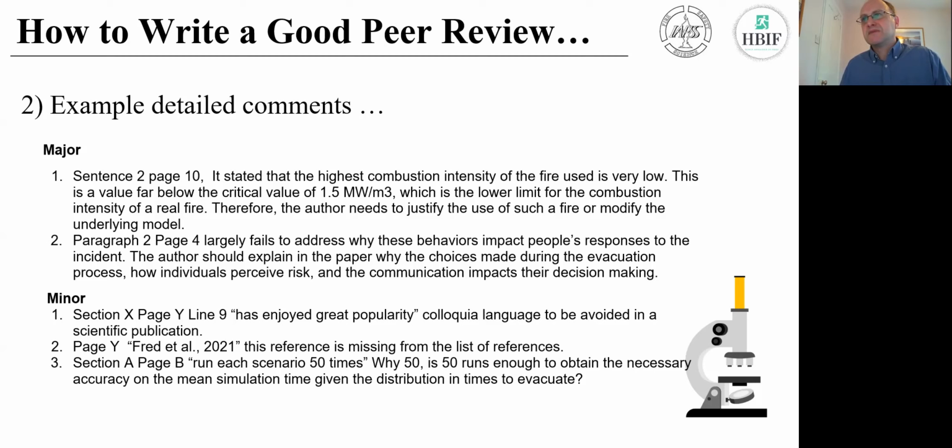They say, we're going to simulate stampedes, where they're actually going to simulate crushes, but they then reference a paper that talks about stampede being the wrong term to use and it should be a crush. So that's why it's very important to check the references and the language, and you would pick those up in minor changes.